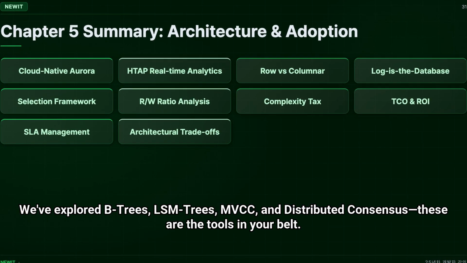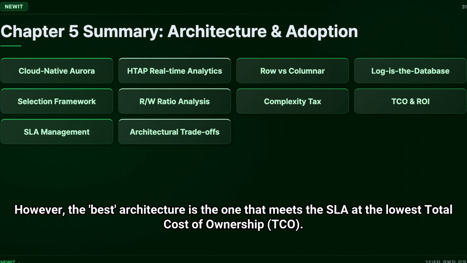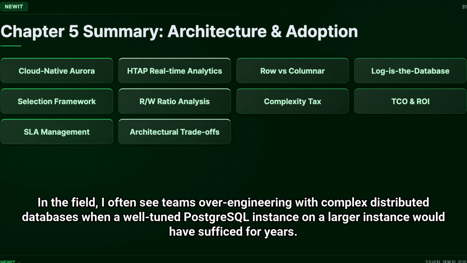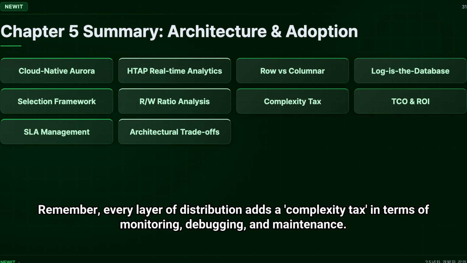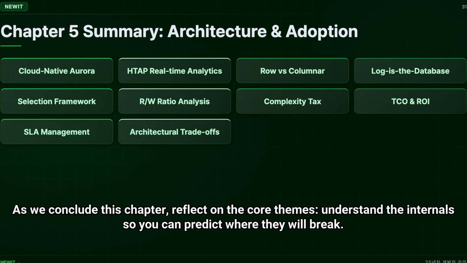We've explored B-trees, LSM trees, MVCC, and distributed consensus. These are the tools in your belt. However, the best architecture is the one that meets the SLA at the lowest total cost of ownership, TCO. In the field, I often see teams over-engineering with complex distributed databases when a well-tuned PostgreSQL instance on a larger instance would have sufficed for years. Remember, every layer of distribution adds a complexity tax in terms of monitoring, debugging, and maintenance.